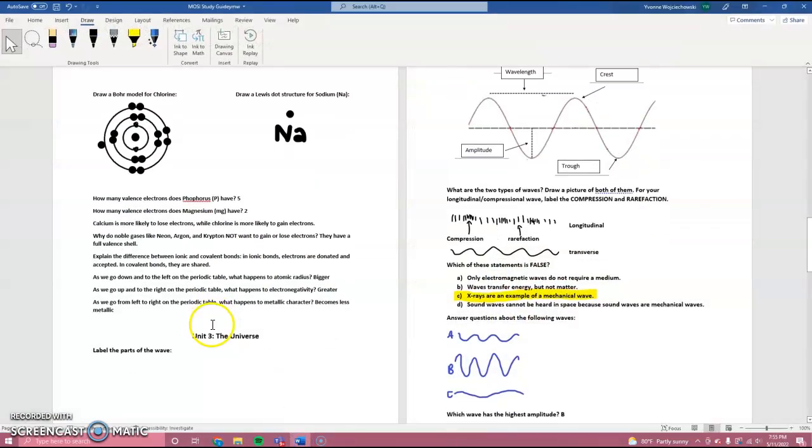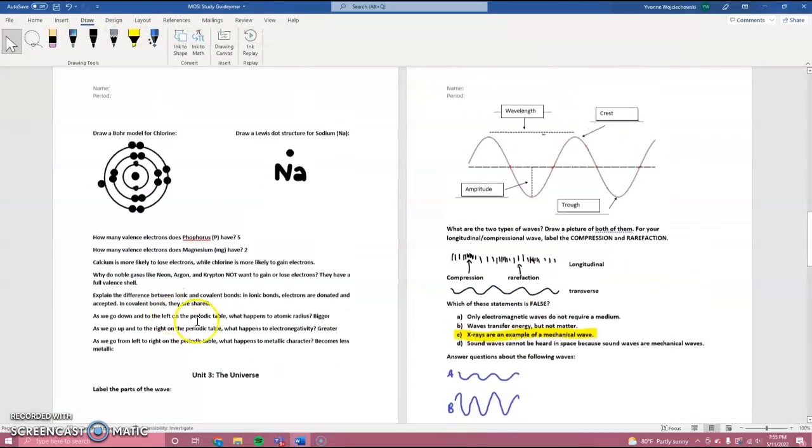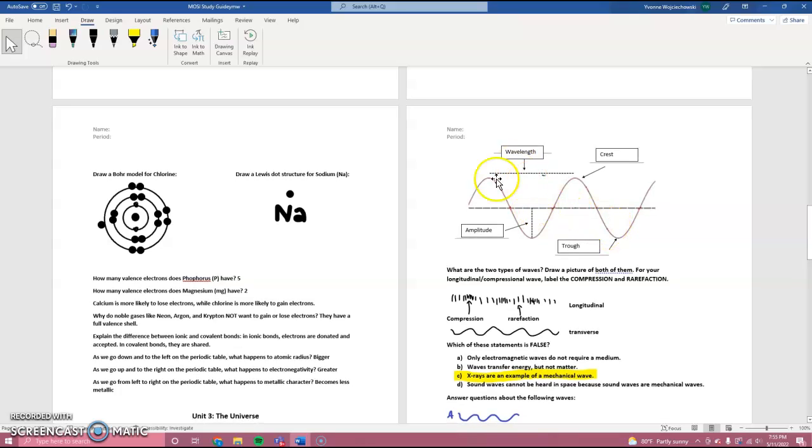Okay. Cool. Let's get into the universe then. Labeling the parts of the wave. This is just things that you need to know. Wavelength is the distance from crest to crest or from trough to trough. Our crests being the top of the waves, our troughs being the bottom points of the waves.